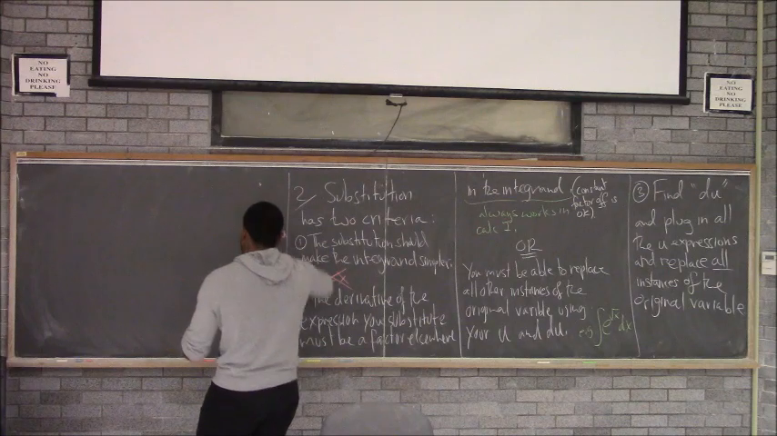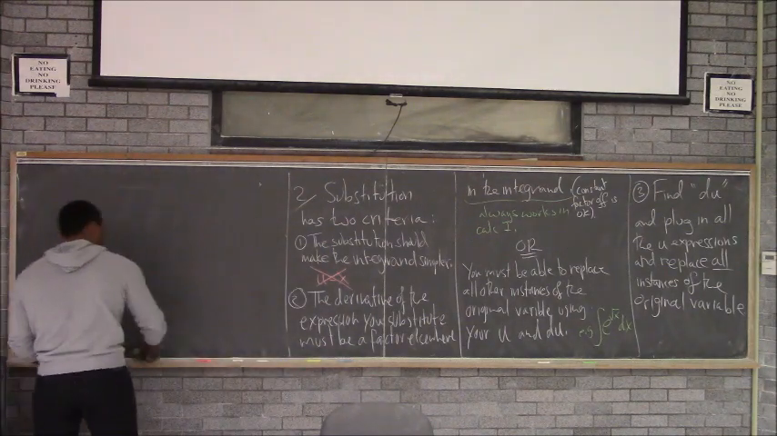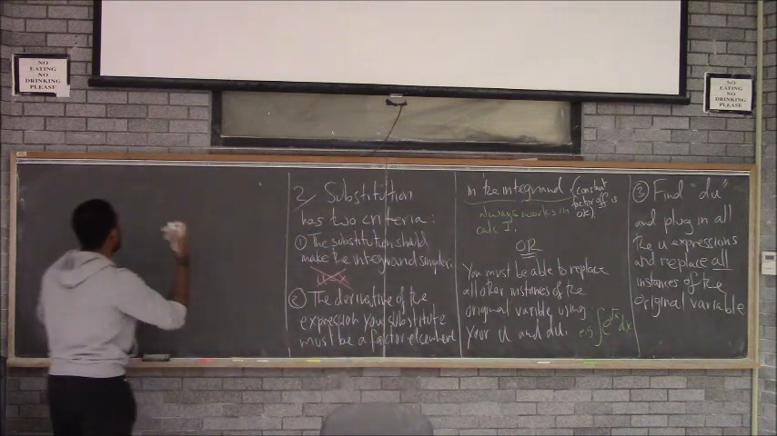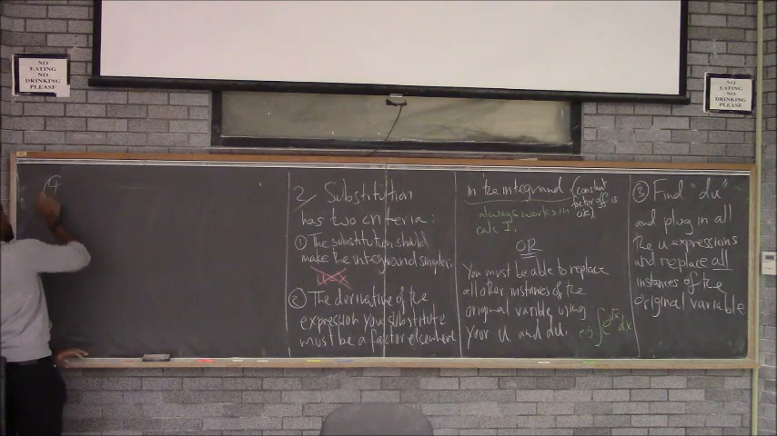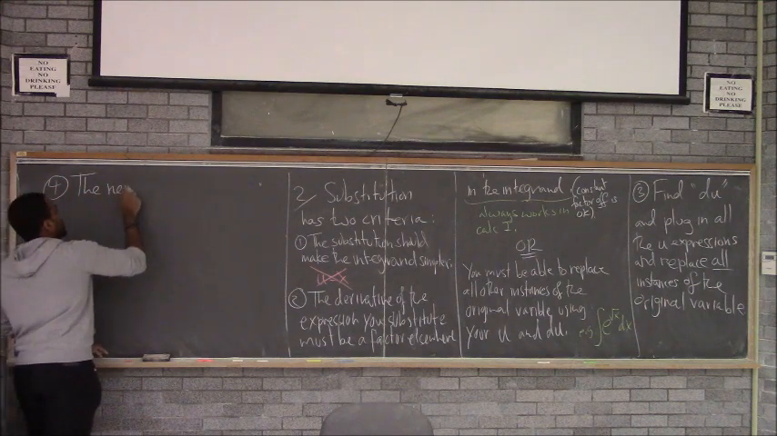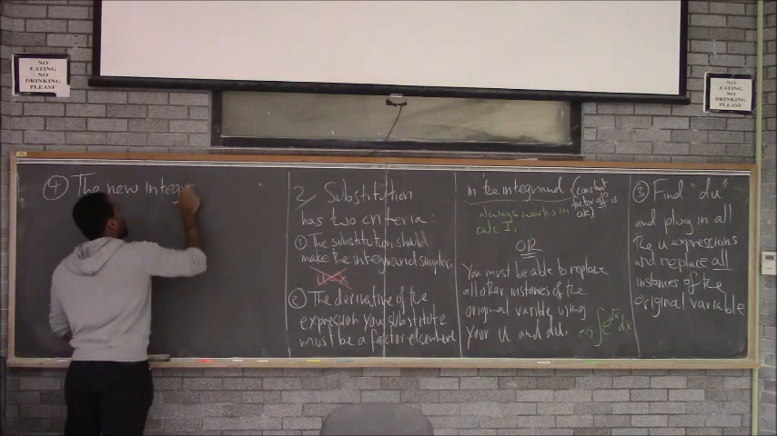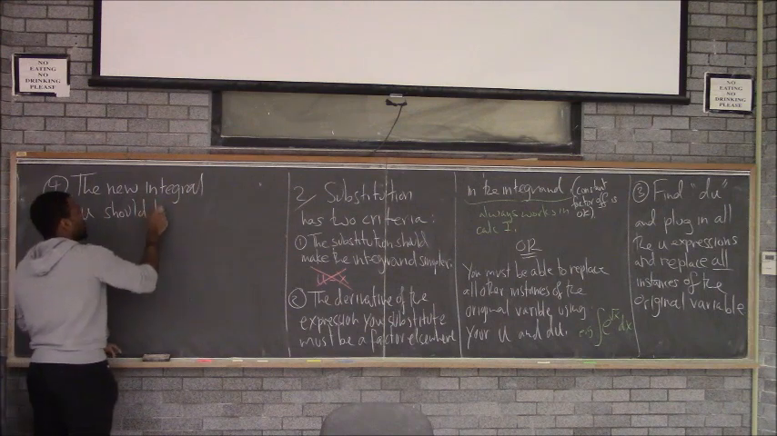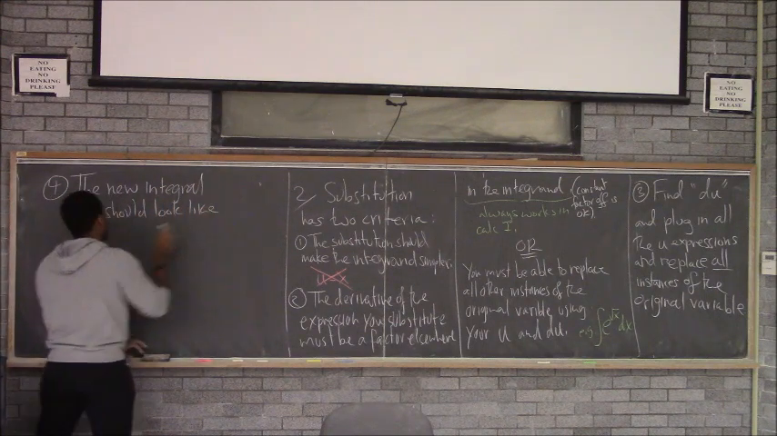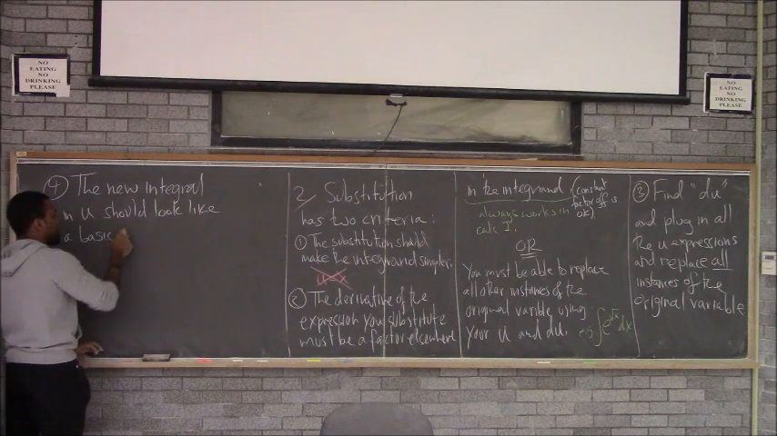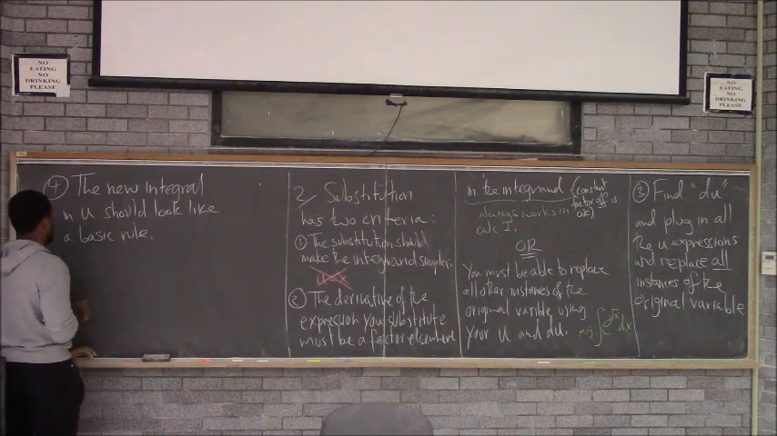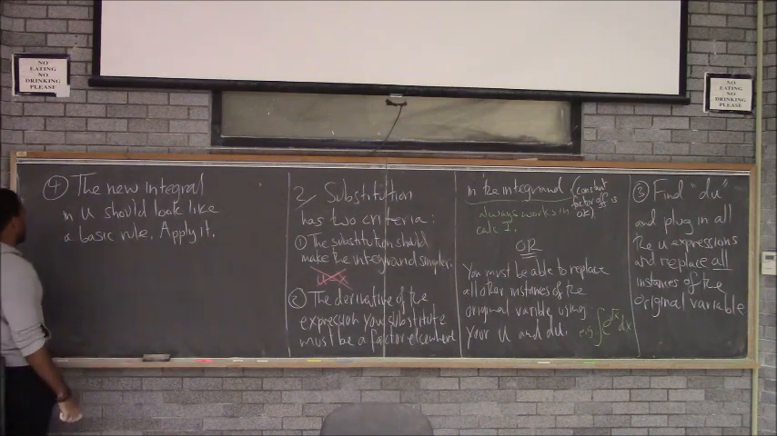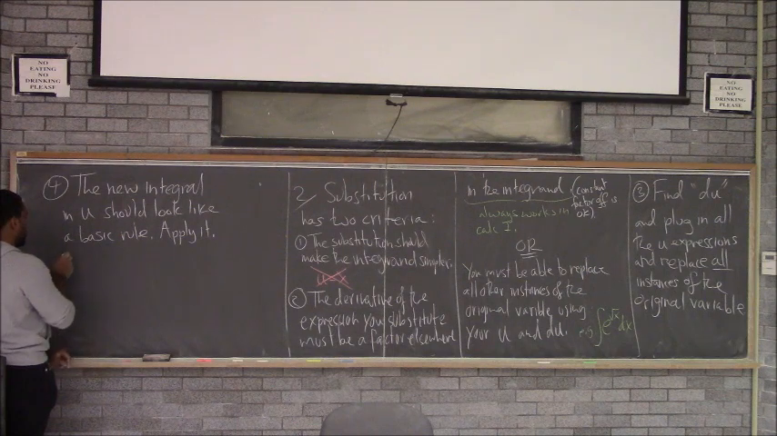That's something you talk about in Calc 3, change of variable. It's actually a bigger thing than what we're doing here. So you literally want to change it into a new variable called u, and that brings us to step 4. The new integral in u should look like a basic rule. Apply it. Integrate.